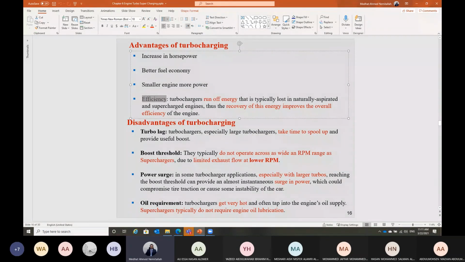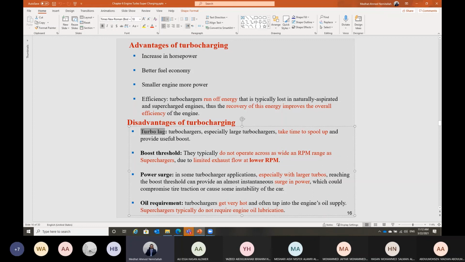But the main disadvantage that we have is turbo lag, because as we said, the exhaust gases should go through the turbine, and then the turbine should run the compressor to compress the air, and then this air will be introduced to the engine. So it takes some time to respond. So there is actually a lag. If you have a car equipped with a turbocharger, when you press the accelerator pedal, you will not have a fast response. You will not find the car moving very fast immediately. It will take a little bit of time. So there is a delay in response if you have a turbocharger compared to the supercharger.